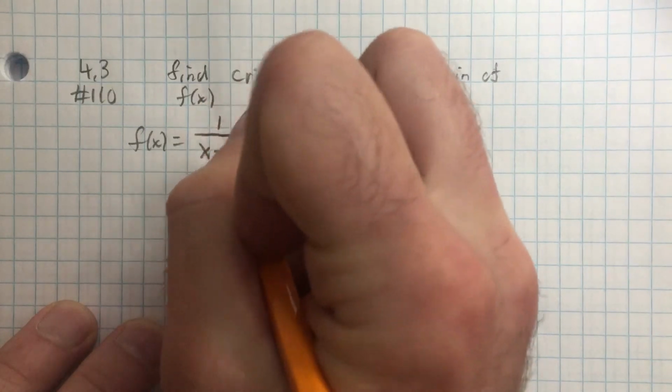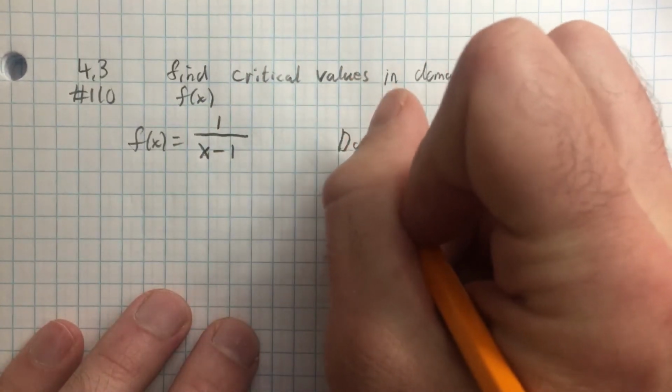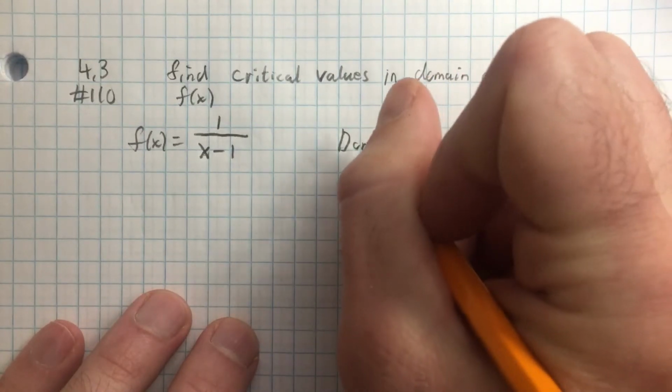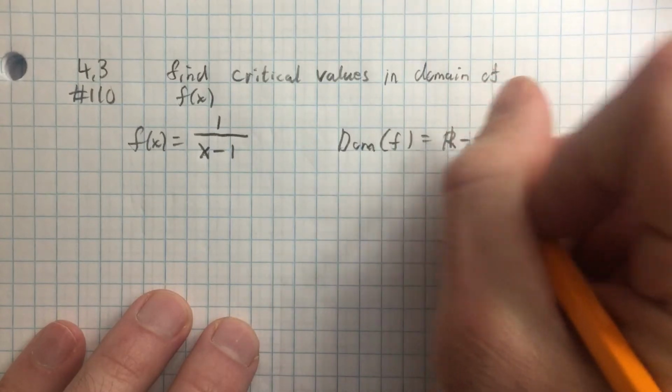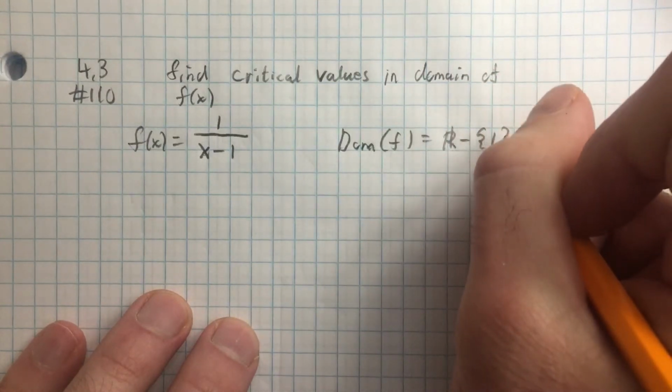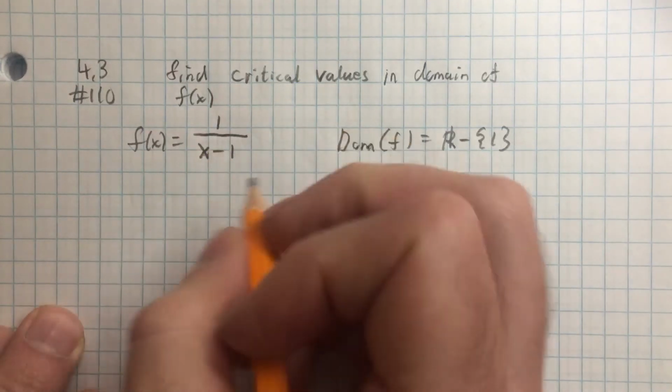So if I'm going to know if the critical value is in the domain or not, I should probably figure out the domain. So it looks like the domain of f is everything except 1. I'm going to write it like this, all reals except 1. All right, all reals except 1. So now I take the derivative to find the critical values.